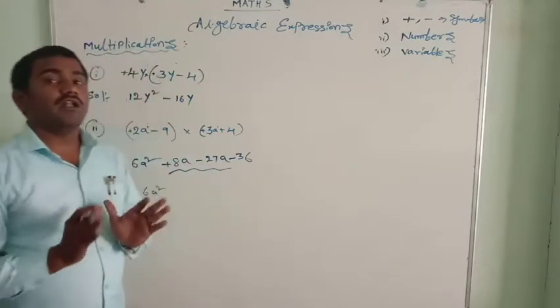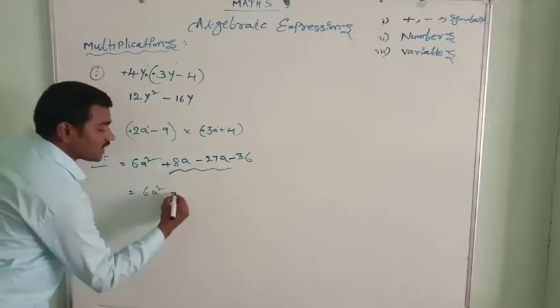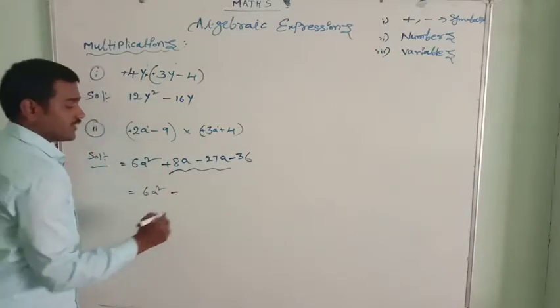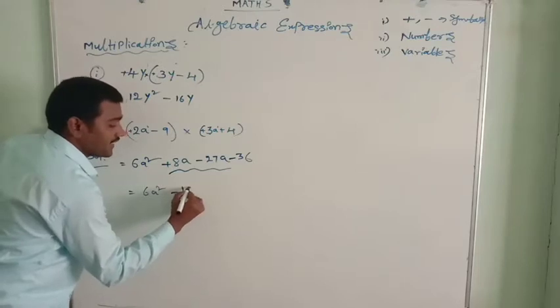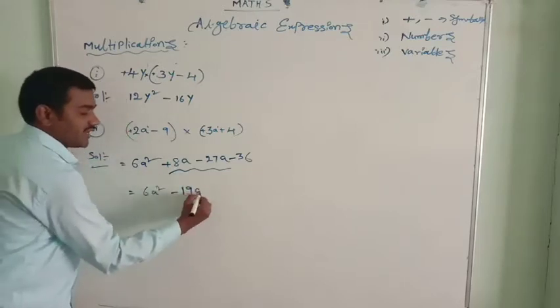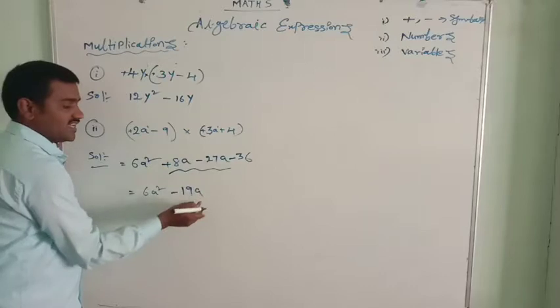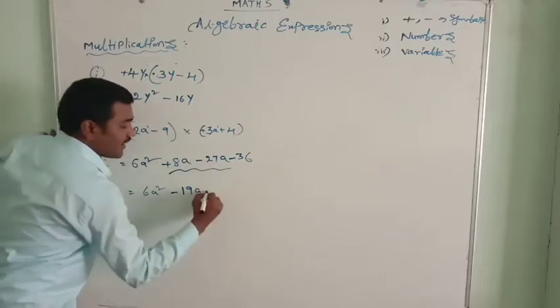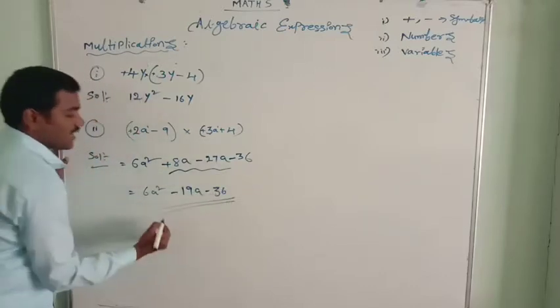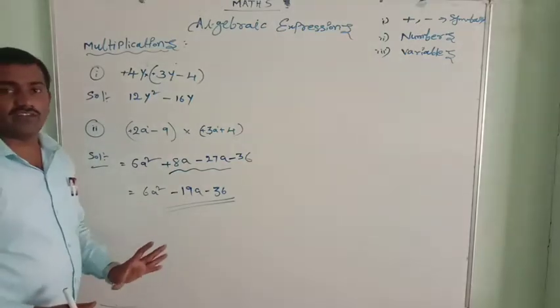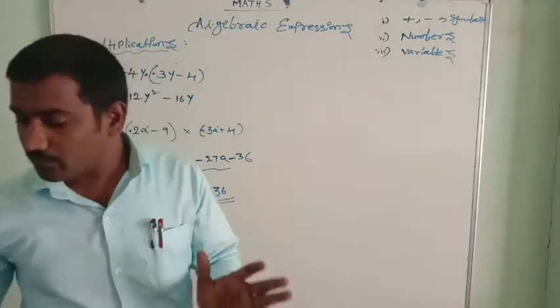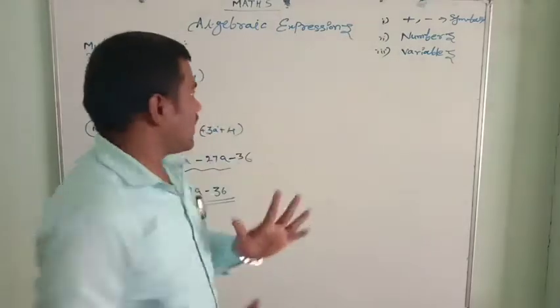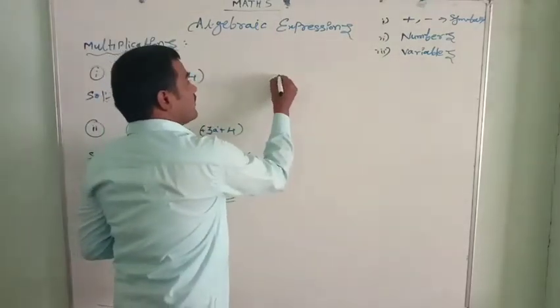It's possible when you get in the negative terms. You will get in the negative terms. So 19 minus 19a you will get. 8a minus 27a is minus 19a and minus 36. And this is the way we can multiply. Again, to understand you more, let me take one more example, only one more example.